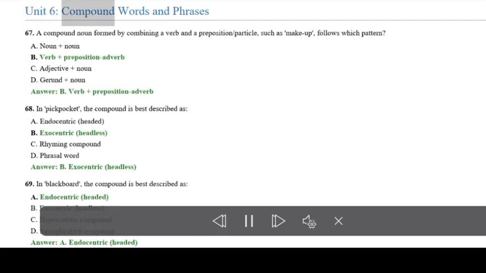Unit 6, Compound Words and Phrases. 67. A compound noun formed by combining a verb and a preposition/particle, such as make up, follows which pattern? A. Noun plus noun. B. Verb plus preposition adverb. C. Adjective plus noun. D. Gerund plus noun. Answer, B. Verb plus preposition adverb.